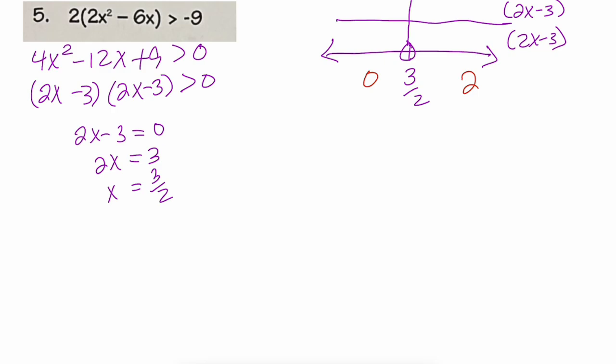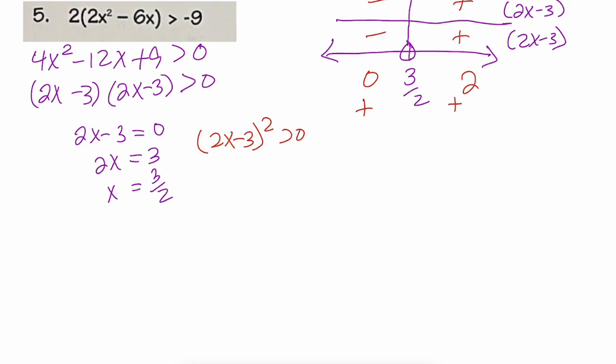If you plug 0 into the top, you get a minus. Plug 0 into the bottom, you get a minus. 2 negatives do make a positive. If you plug 2 in, you get 4 minus 3, which is a positive. You get a positive, which is a positive. Now, the reason it's positive everywhere is because it was technically 2x minus 3 squared.